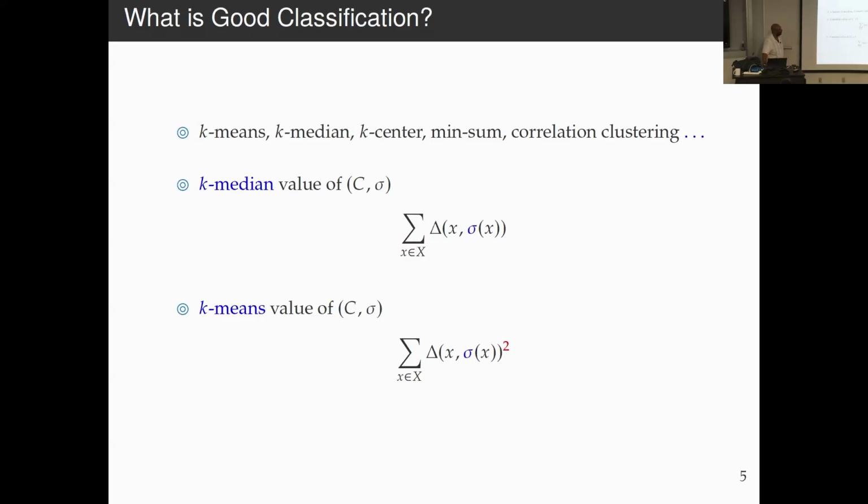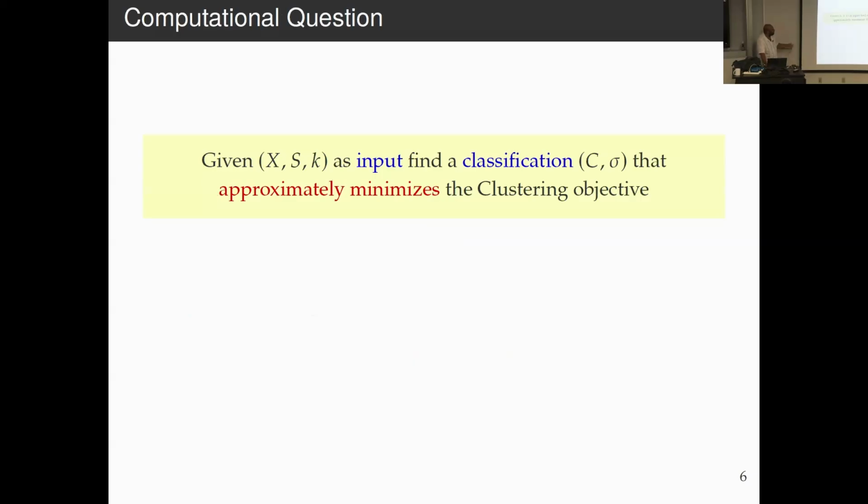You can ask a computational question for it, which is given, say, in the discrete setting X, S, and k. X is the points to cluster, S is the set of candidate centers, k is the number of clusters. Find me a classification. And you can even ask approximately minimizing, like we are okay with some loss in accuracy.